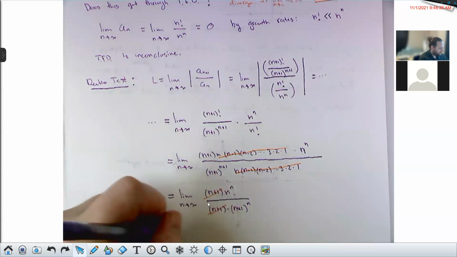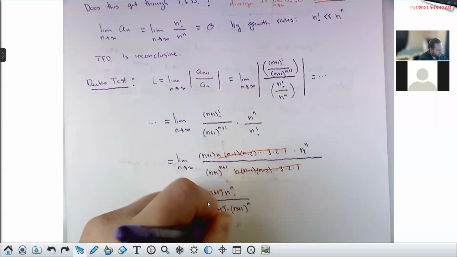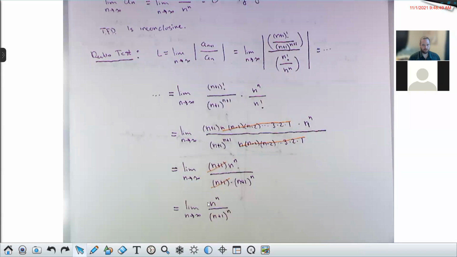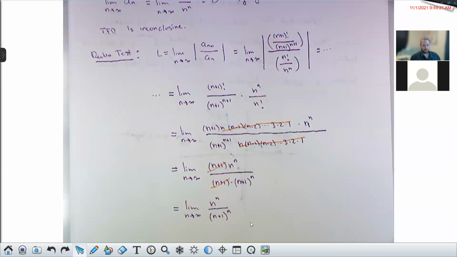And we're left with the limit as n goes to infinity of n to the n over n plus 1 to the n. And this is what I meant when I said the ratio test limit is tricky. Not the stuff we've already done, that stuff is trivial. But just this. This is a weird limit. Any conjectures about the value of this limit? Well, the top is going to infinity, and the bottom is going to infinity.